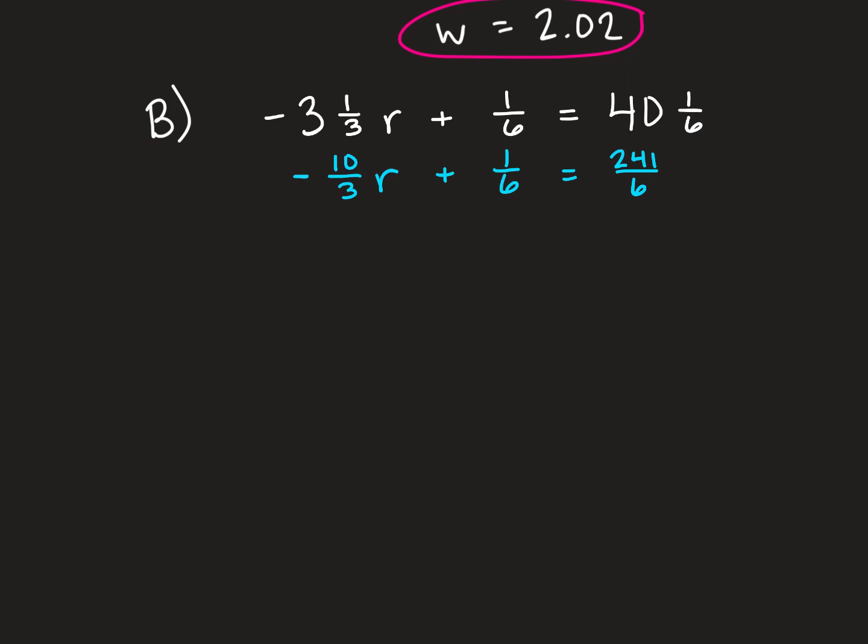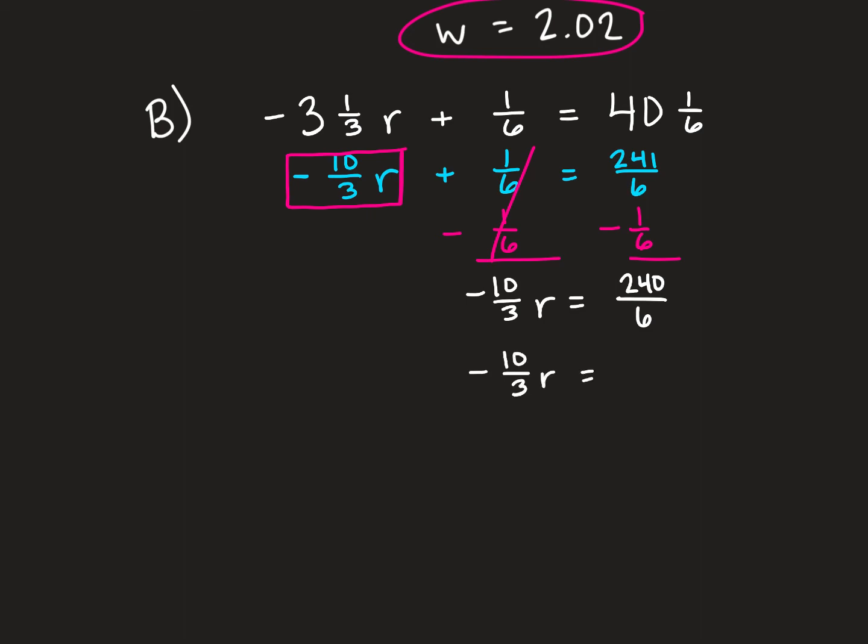And then we just start solving this like we would any equation. We're going to box in our r term. I'm going to get rid of 1/6 by subtracting 1/6 from both sides of the equation. I end up with negative 10/3 r equals. In this problem, we happen to have a common denominator 6, which makes this a little easier. And the numerator is 241 minus 1 is 240. Now, I can actually simplify this a little bit because 240 divided by 6 is just 40.